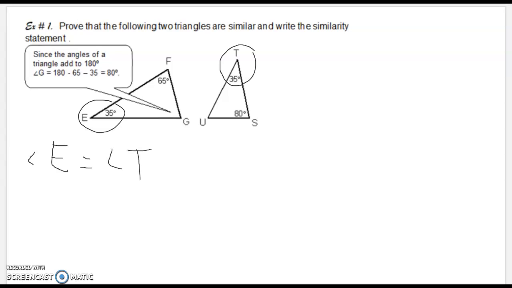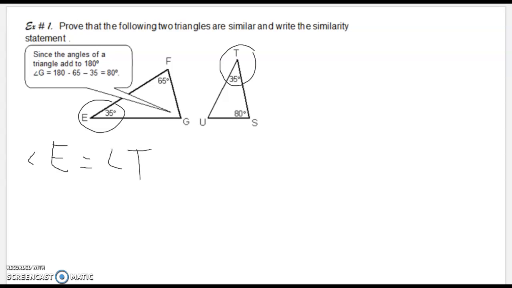Now there's only one step left. We have to prove that one more angle is the exact same. So since we look at the other two angles that they gave us, angle F, which was 65, and angle S, which is 80, they are not the same. So if we look at this bubble right here, it says since the angles of a triangle add up to 180 degrees, we know that angle G, which is this angle right here, equals 180.